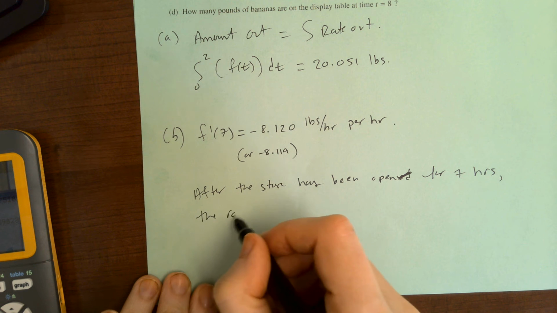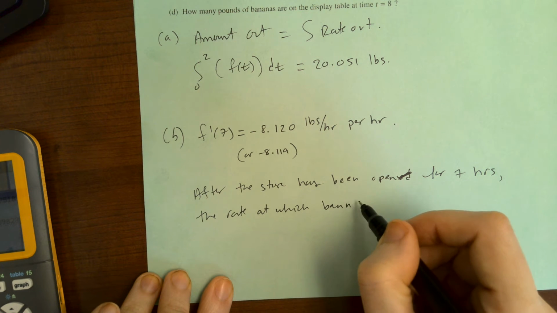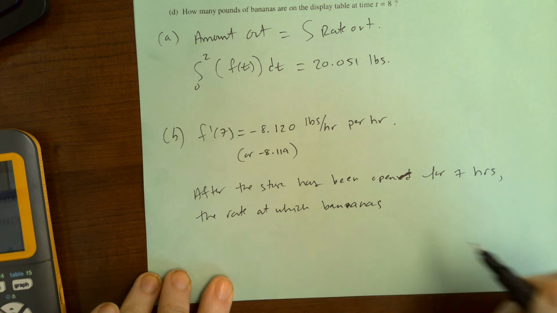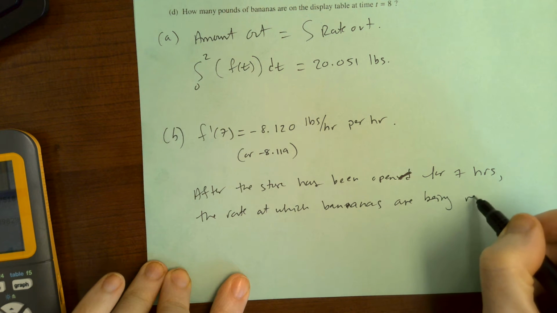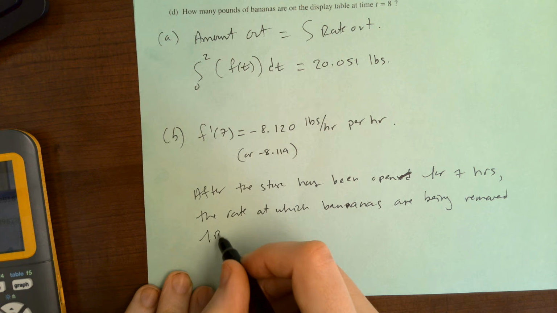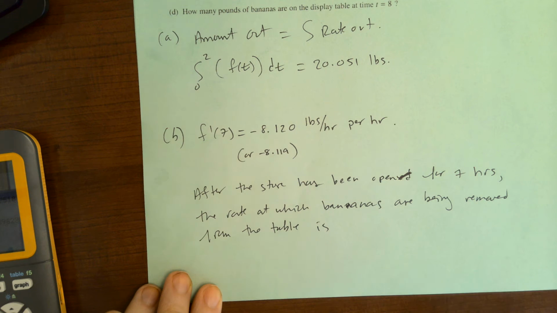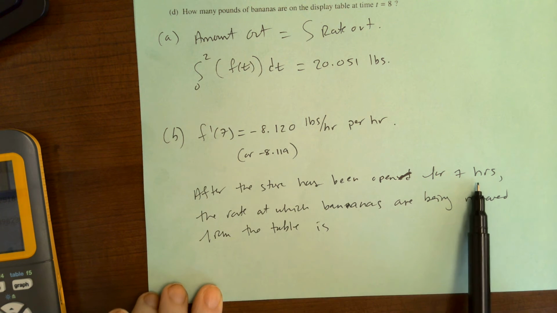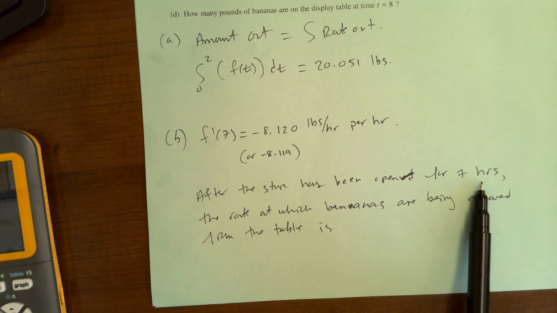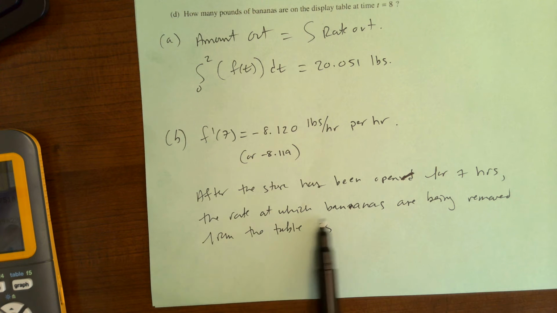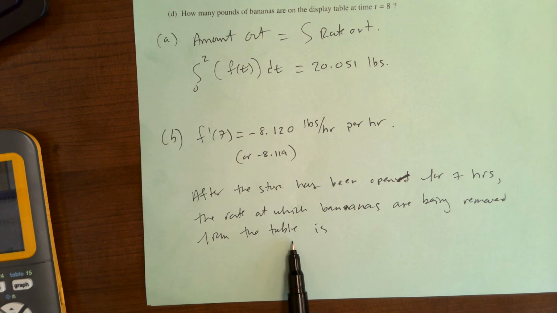the rate at which bananas are being removed from the table is, okay, so is it increasing? So I'm explaining the moment that we're concerned with. So the moment is after the store has been open for 7 hours. And now what is changing? The rate at which bananas are being removed, that's what's changing.